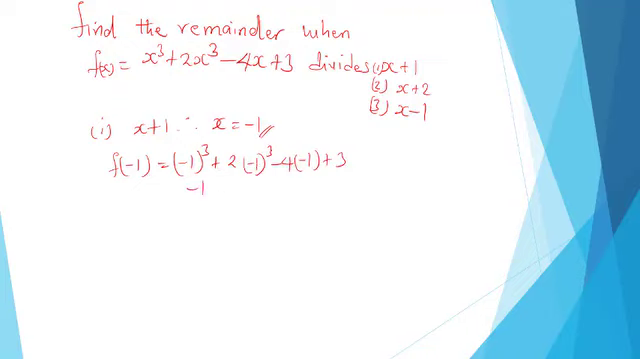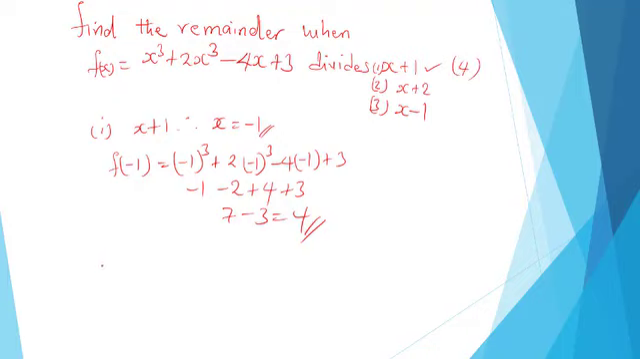Then minus 1 raised to the power 3 is still minus 1, times 2 is minus 2. Minus 4 times minus 1 is plus 4. Then we now have plus 3. So 4 plus 3 is 7. 7 minus 3 is 4. So if this is being divided by this, the remainder will be 4.